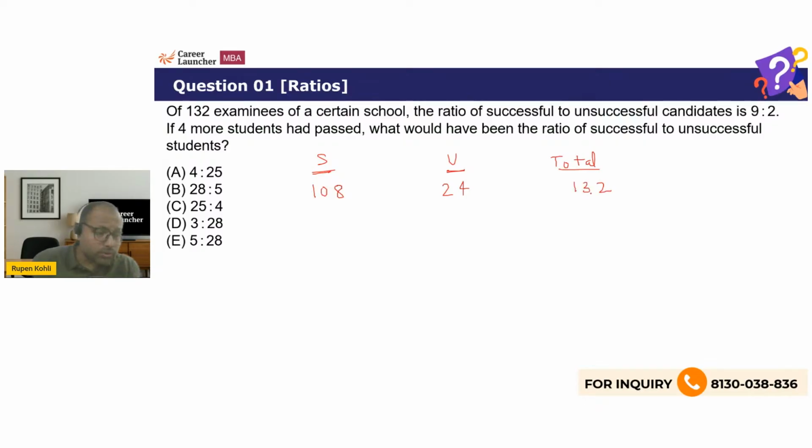If four more students had passed, this would have been plus 4, and automatically this would have been minus 4 because it's the same students, right? So if it's plus here, it's minus there as well. So 108 plus 4 is 112, and 24 minus 4 is 20. 112 is to 20. 4 can be cancelled. 20 by 4 is 5, and divide by 4 here. 4 2s are 8, 32, 28 is to 5. That's it. Simple, right? Pretty straightforward.